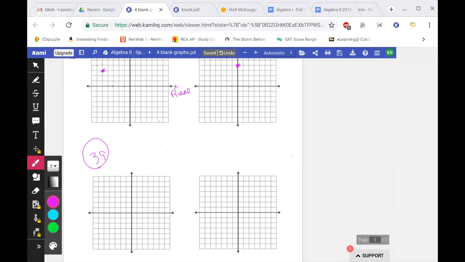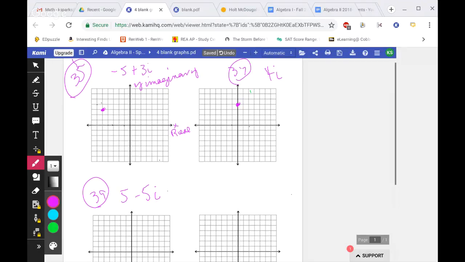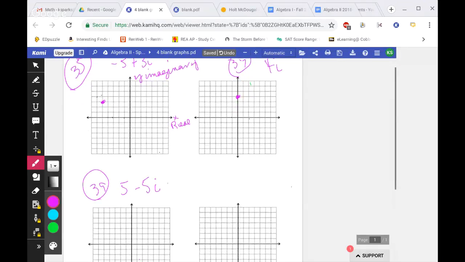Hey, can you slow down a second? I'm sorry. Yeah, I'm trying to write it down. Number 39 is this at 5. So 1, 2, 3, 4, 5. And then you're going to go down 5. Do you have that, Garrett? I'm on 37 actually. Okay, now I'm on the next one.